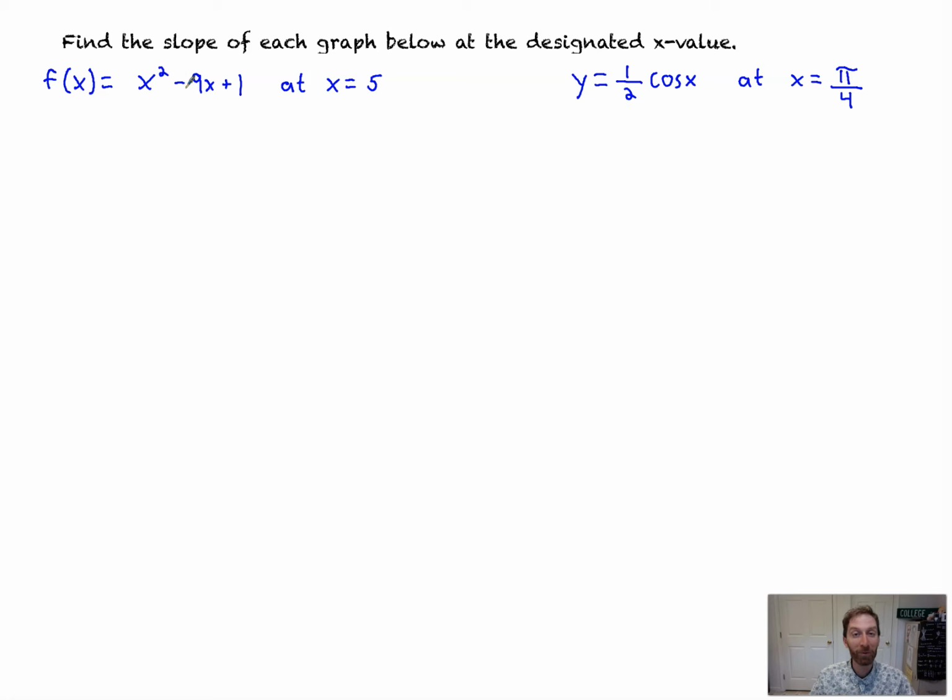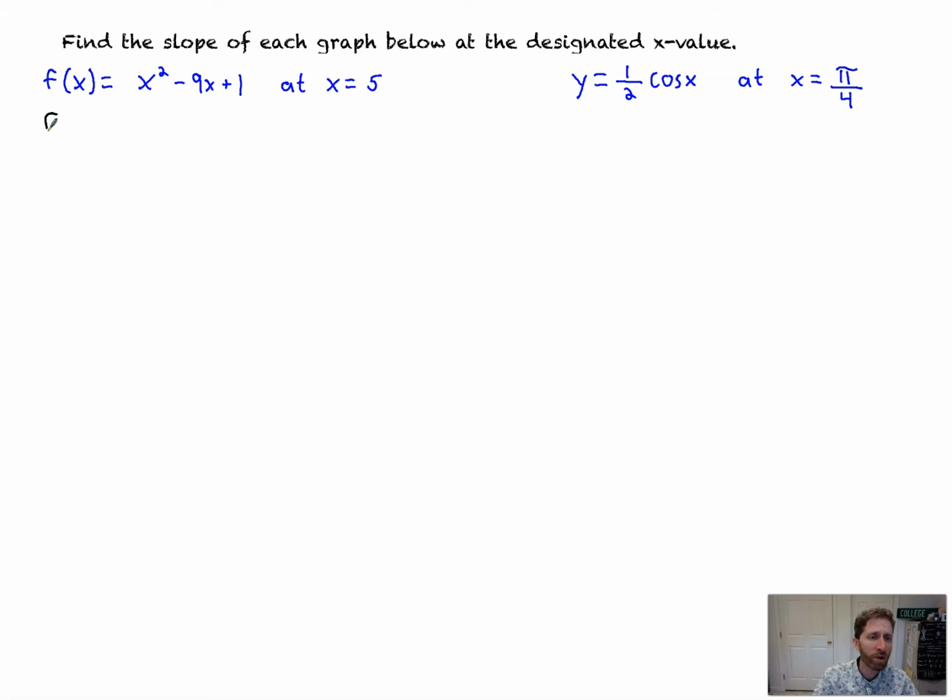All right, now we're really going to see the value of the shortcut. In this video, we're going to go over how to find the slope of a tangent line at a point, as well as how to find the equation of a tangent line to a curve at a point. So the directions say find the slope of each graph below at the designated x value. You could also be asked to find the instantaneous rate of change or the slope of the tangent line. All mean the same thing.